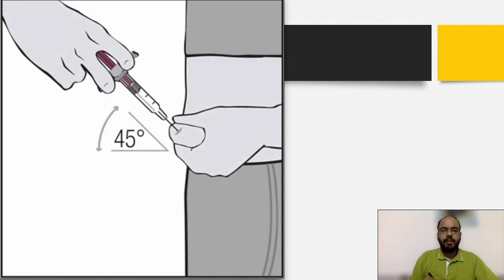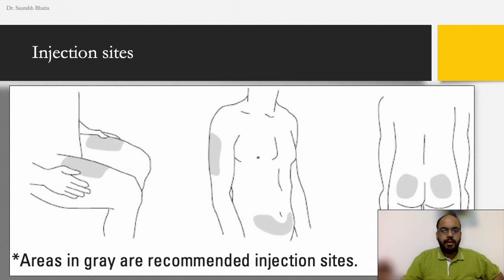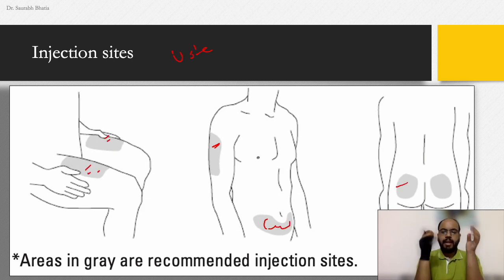Now this diagram I have taken from the adalimumab presentation, but it's just to show how to inject. Just pick it up and inject it at a 45 degree angle into the subcutaneous tissue. Now these are the injection sites. This I have taken from the Ixekizumab video. Most of the time it is the upper outer arm, the lower abdomen, buttocks, or the anterior of the thigh.